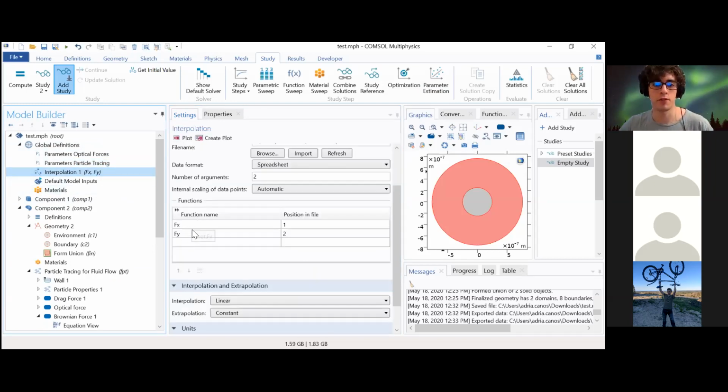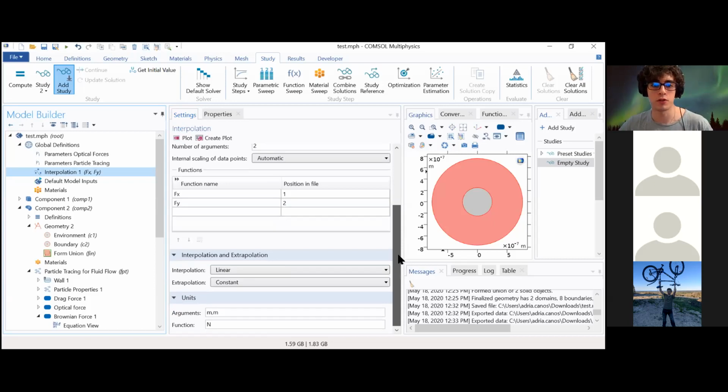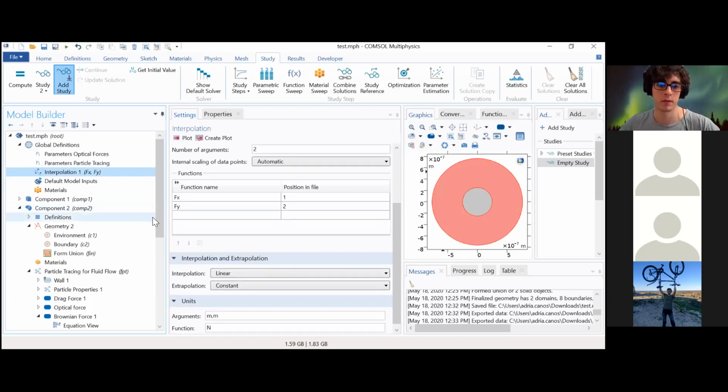So basically fx and fy are a function of x and y only, and x and y are on the 2D plane, and then you have the intensity in the third dimension. That's it.